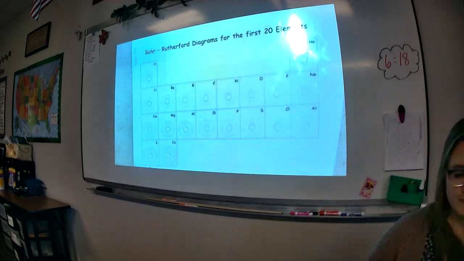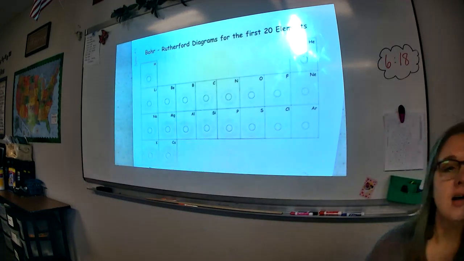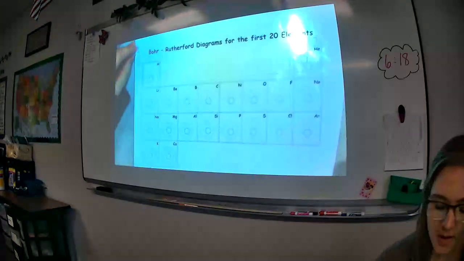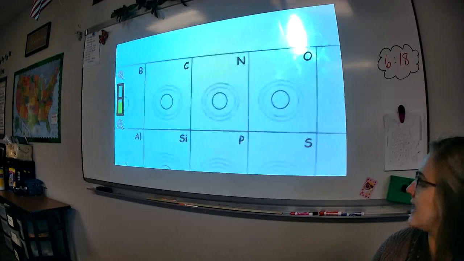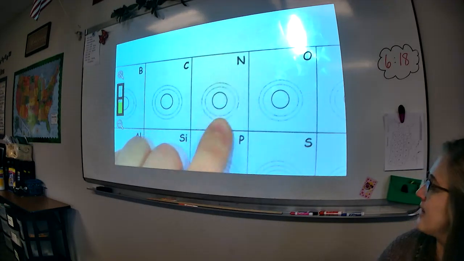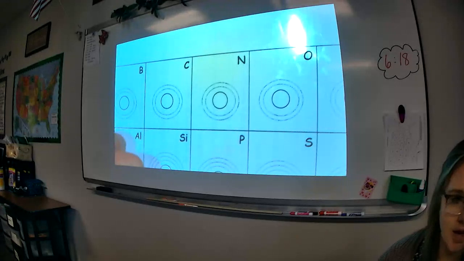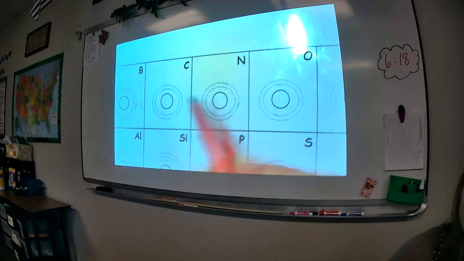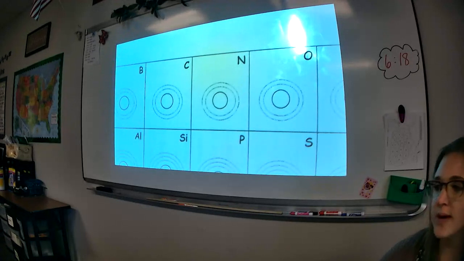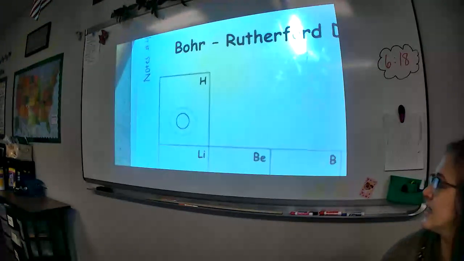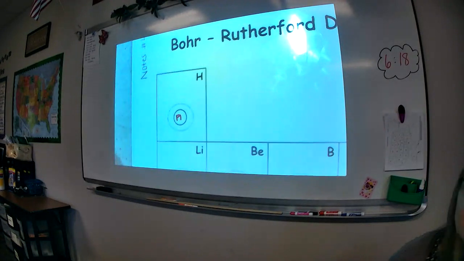Okay, here we go. What you need to understand is we're going to draw diagrams for each of the atoms. If you look closely, you'll see that each of the boxes has a solid line and then either 1, 2, 3, or 4 dotted lines around it. The solid line represents the edge of the nucleus. In the nucleus, we're going to write the number of protons, like this. Here's hydrogen. It has 1 proton, so we're going to put P1 in the nucleus.